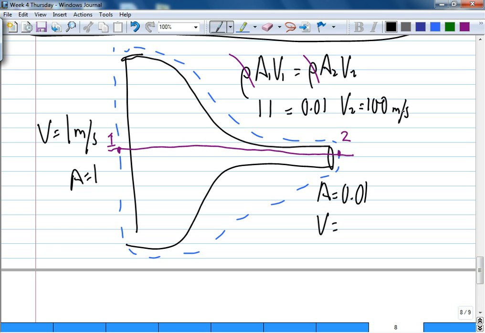Oh, that's very fast, huh? Maybe I shouldn't do that one. Let's not go so high. Maybe put 0.05. So 0.05 V2. Therefore V2 is equal to 20 meters per second. That's about 76 kilometers an hour. Still comes out very fast already. Alright.